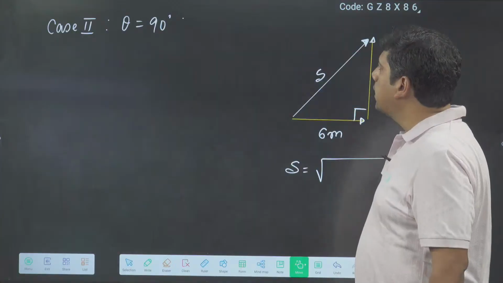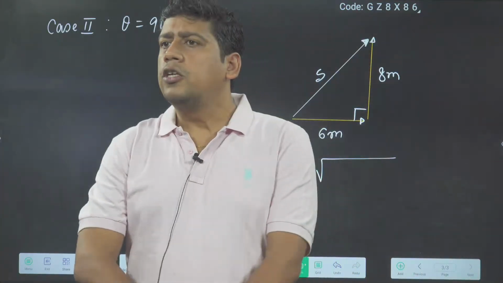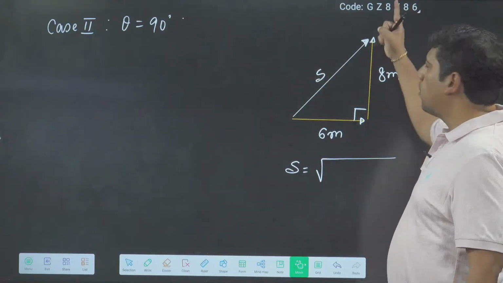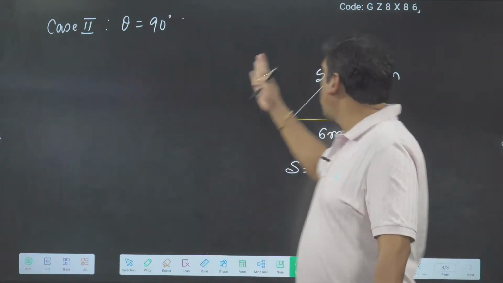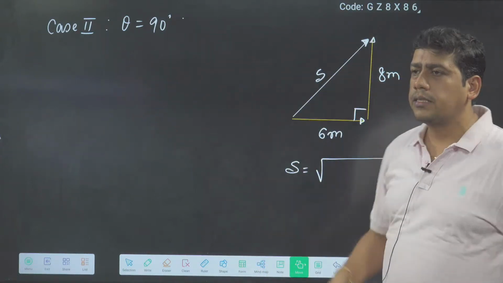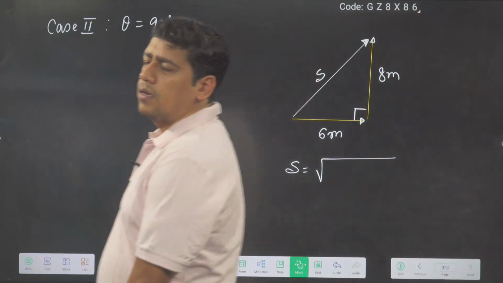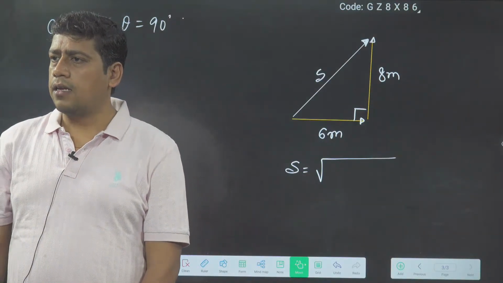Now what I was discussing, if you take case 2, theta equal to 90 degree. I have given a question: 6 meter to the right and then 8 meter in the perpendicular direction, find the displacement. You don't need to apply any formula. You already know how to solve this. Come on, can you tell me the answer? Okay, fine. 10, 10. Come on, fast.